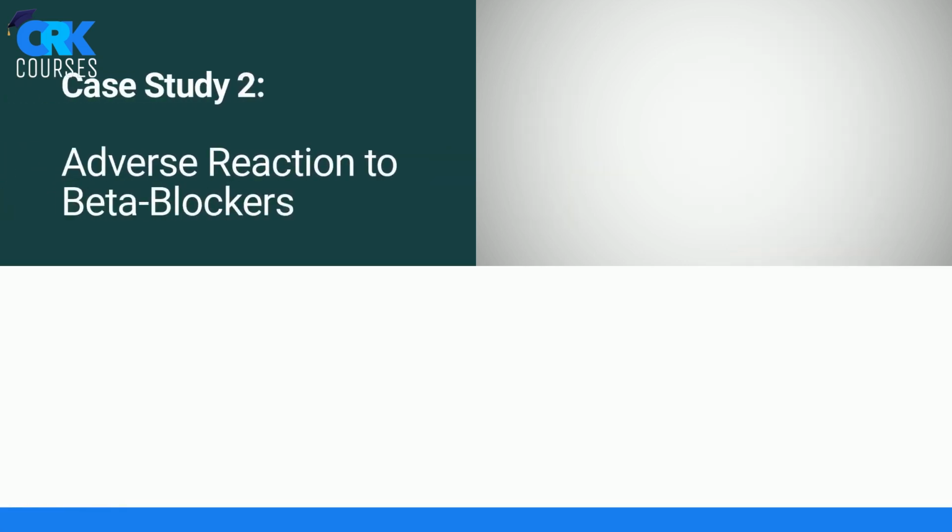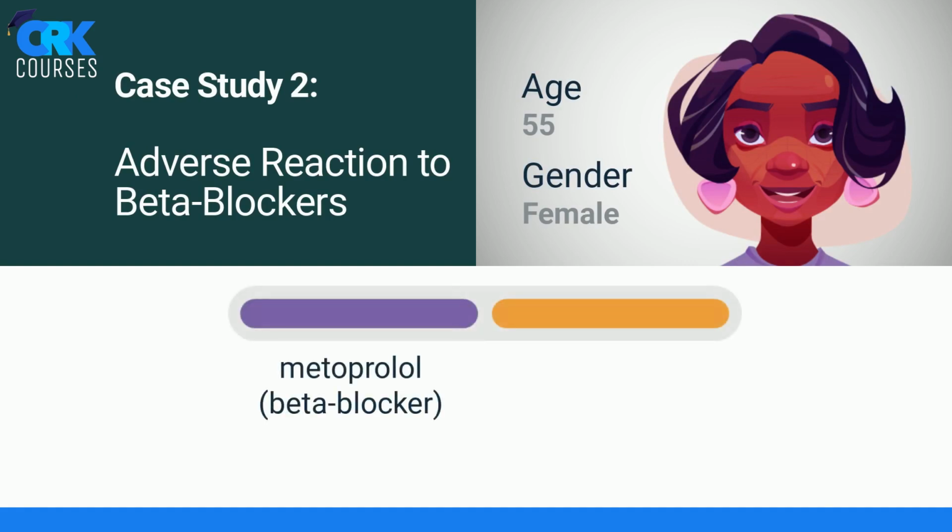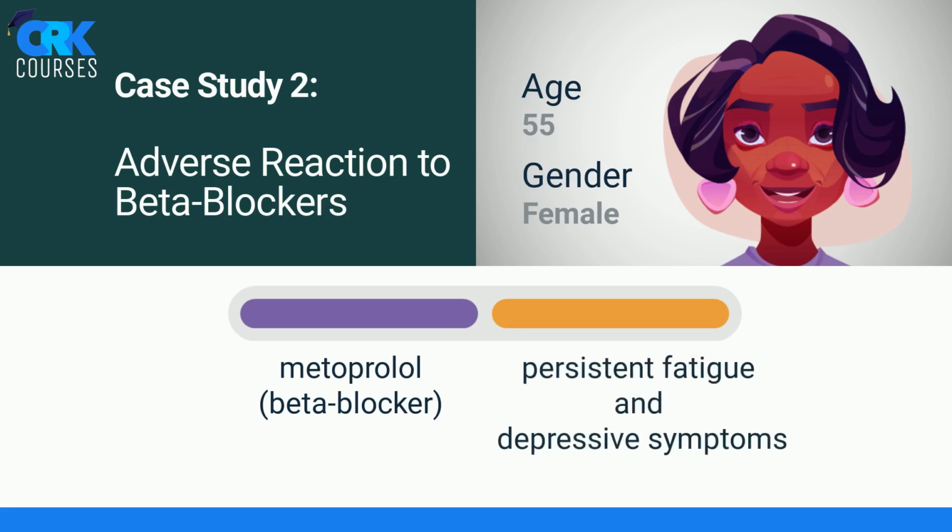Our second case study involves Mrs. Johnson, a 55-year-old female with hypertension and migraines, who was prescribed metoprolol, a beta blocker. She experiences persistent fatigue and depressive symptoms after starting metoprolol. The healthcare provider recognizes the potential connection between metoprolol and the reported symptoms. After a thorough evaluation, the provider decides to switch Mrs. Johnson to a different class of antihypertensive medication.